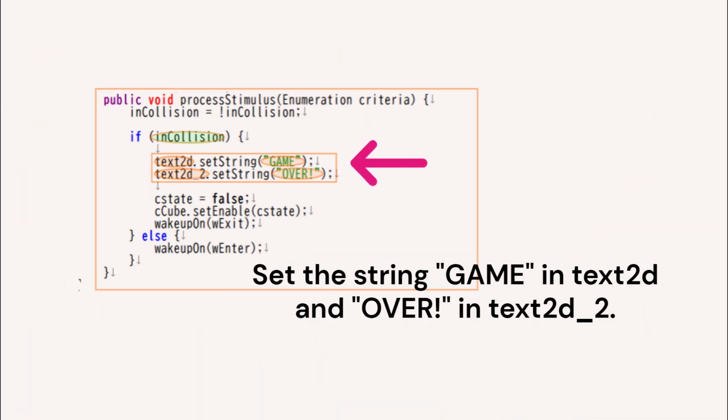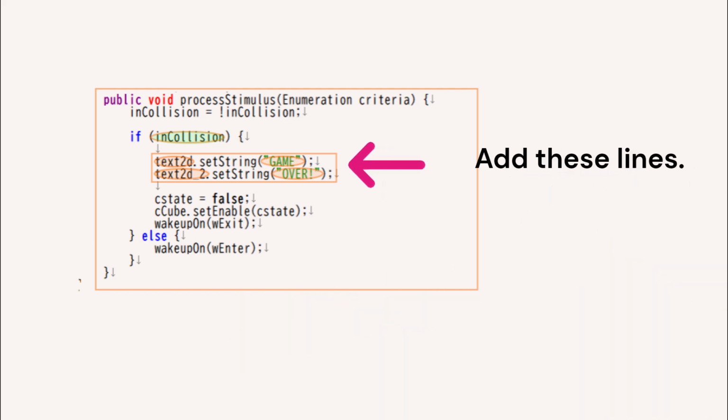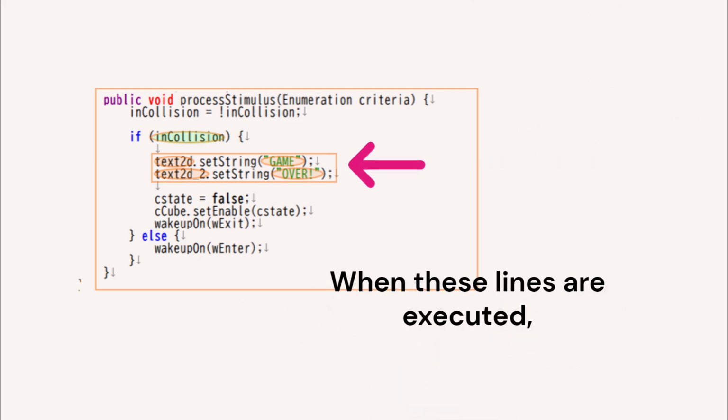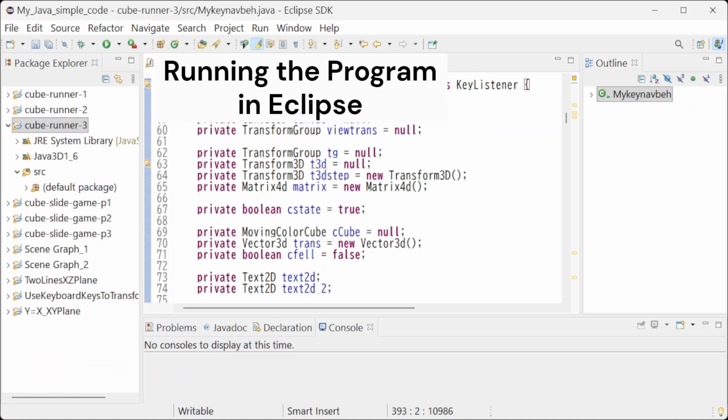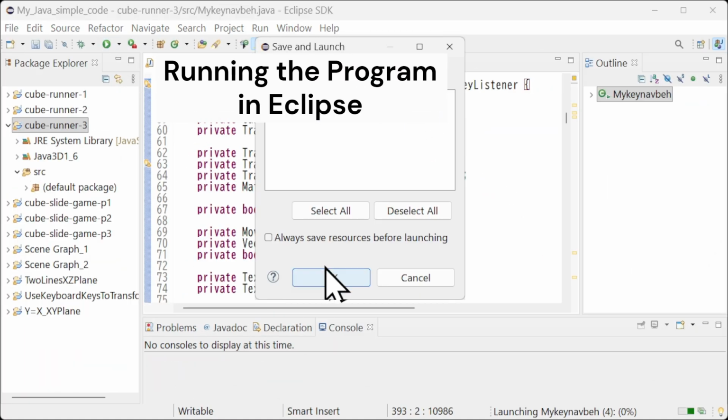11. When a collision occurs, this block of code is executed. Set the string Game in text2D and Over in text2D2. Add these lines. When these lines are executed, Game and Over are displayed. Running the program in Eclipse.